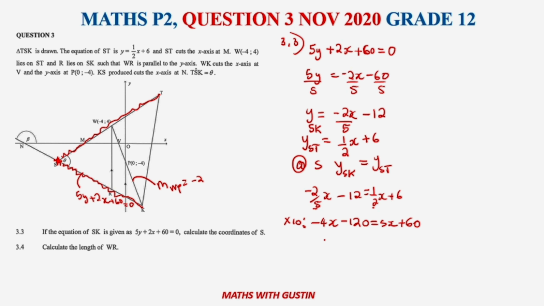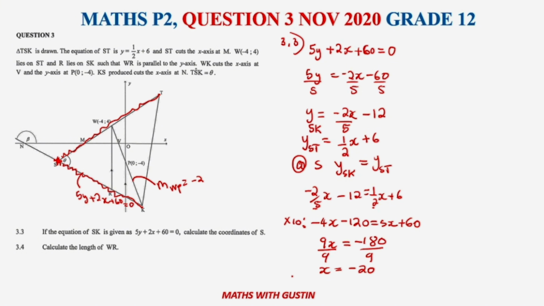So once we do that, we are going to have -9x is equal to 60 minus 120, which is going to be -180, divided by -9. I hope you guys can follow the algebra there. Therefore, x is equal to 20.